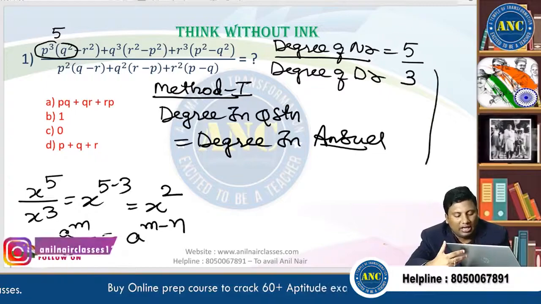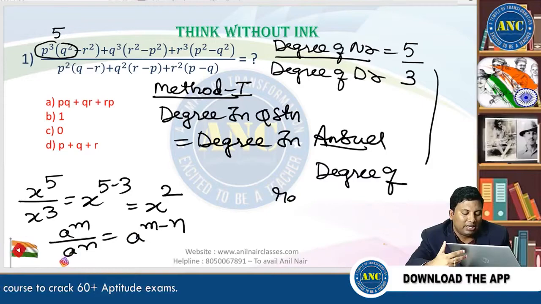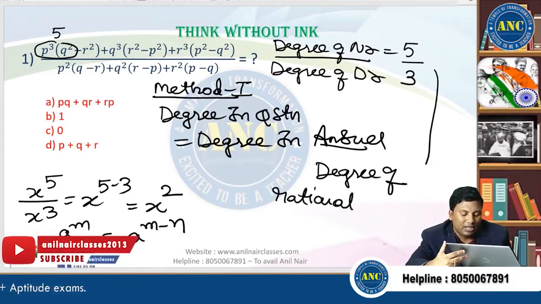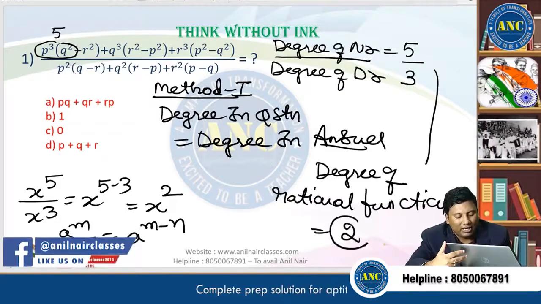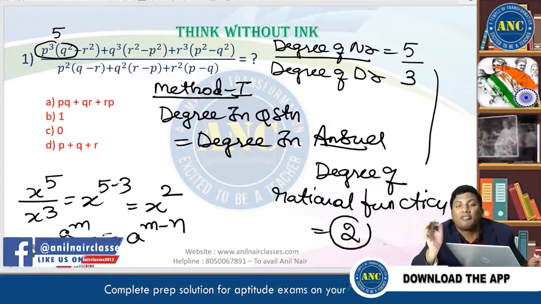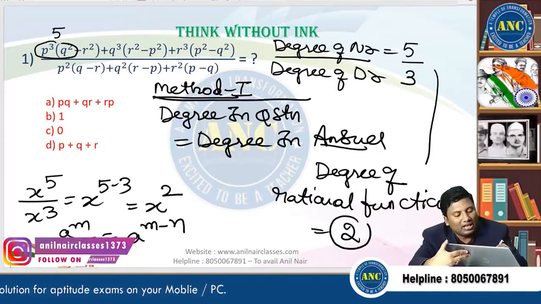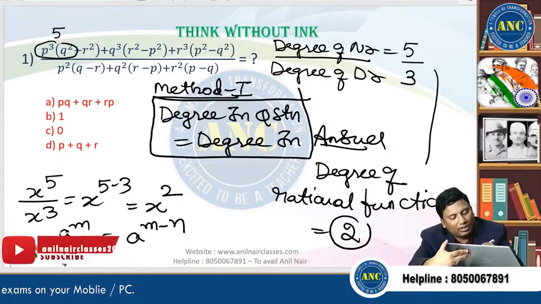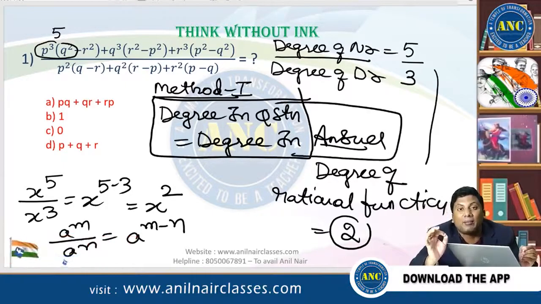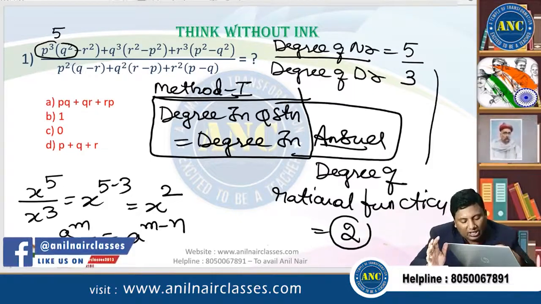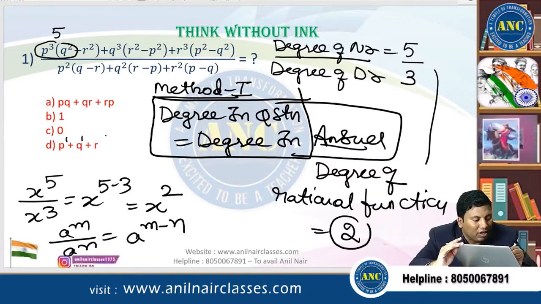That means the degree of this entire rational function is something power 5 over something power 3, so 5 minus 3 is 2. The degree of the rational function in the question is 2. Method 1 says if the question contains variables and the answer contains variables, check whether the degrees are matching. So the degree of the rational function is 2, and in the answer also it should be 2. Here it is 1, 1, 1.